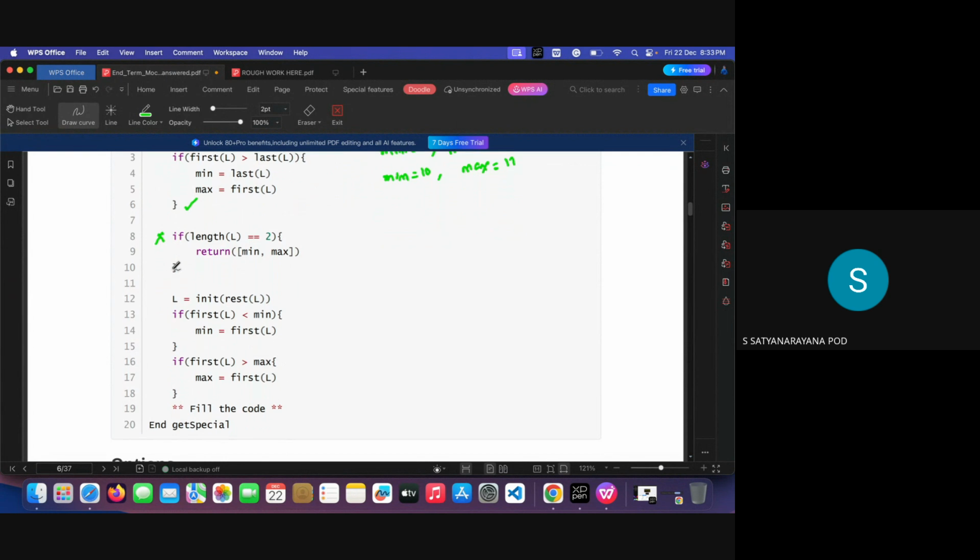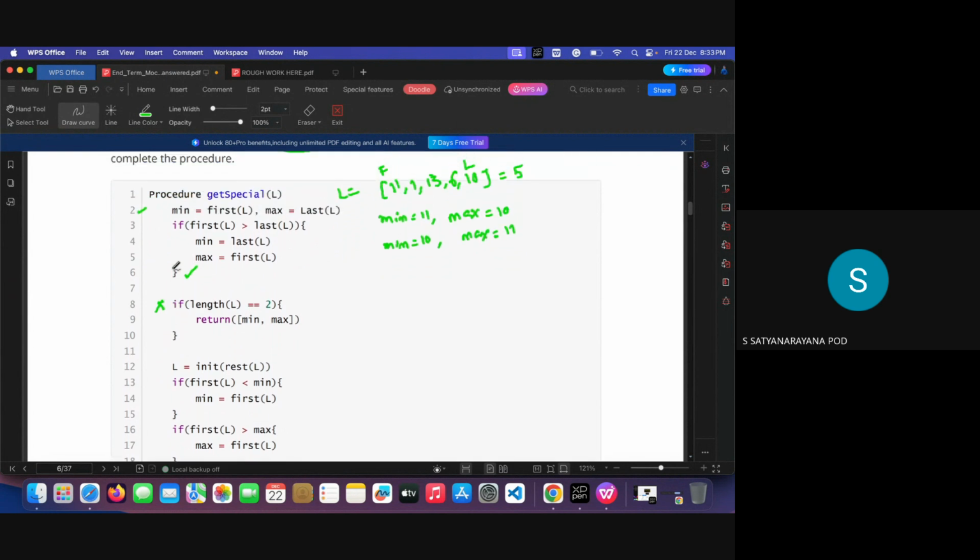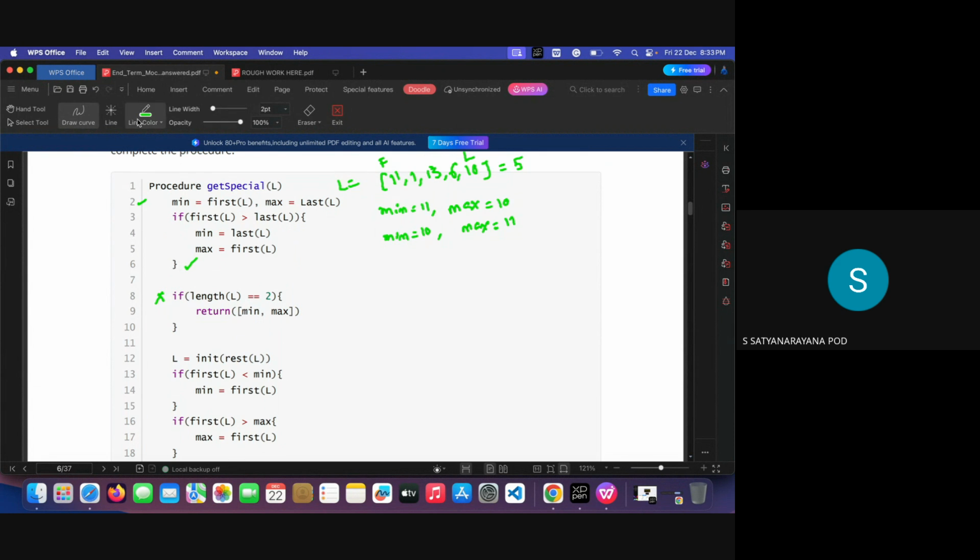Now we are compressing the list. The compressing of the list is done with init and rest. So init with rest means what happens: we are taking that rest part. Rest part means, except the first element, it extracts the next part. The next part means 1, 13, 6 and 10. In this, we are extracting the first element, that is init. Rest of the init means what L is getting.